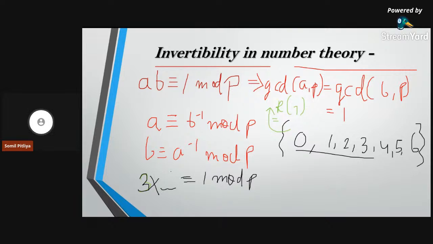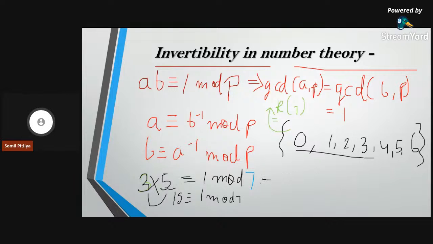If I take 1, then I get 3. If I take 2, and here p is my 7, so I can remove p and write 7 here. Let us substitute all the values and see for which value 3 times that number comes out to be 1 modulo 7. If I take 3 into 5, this is 15, and 15 is congruent to 1 modulo 7 as 14 is divisible by 7.